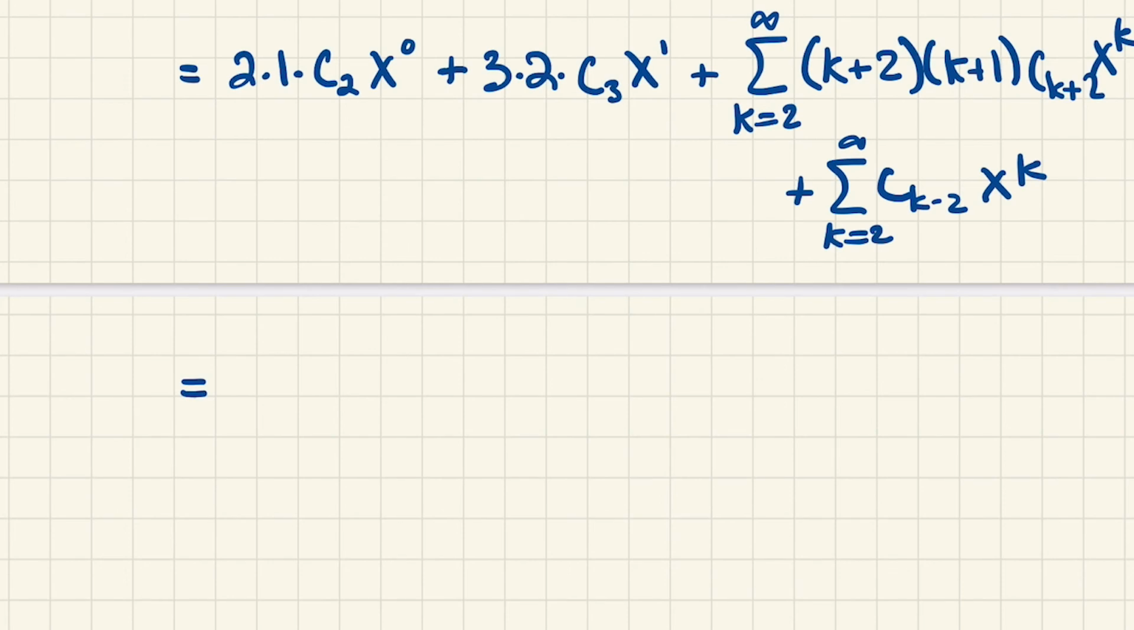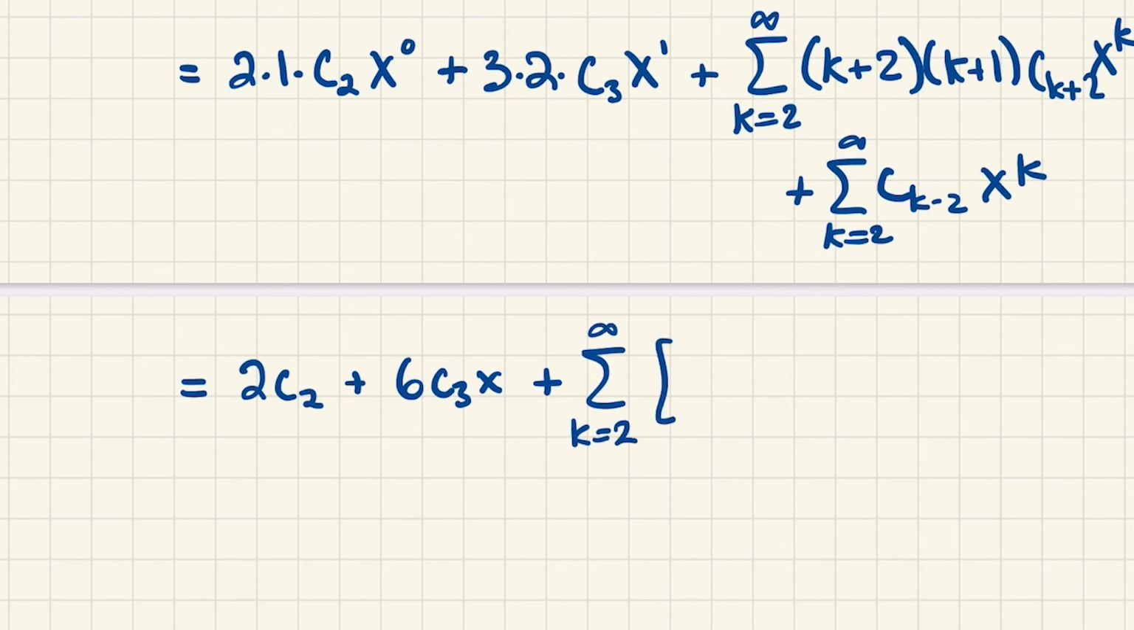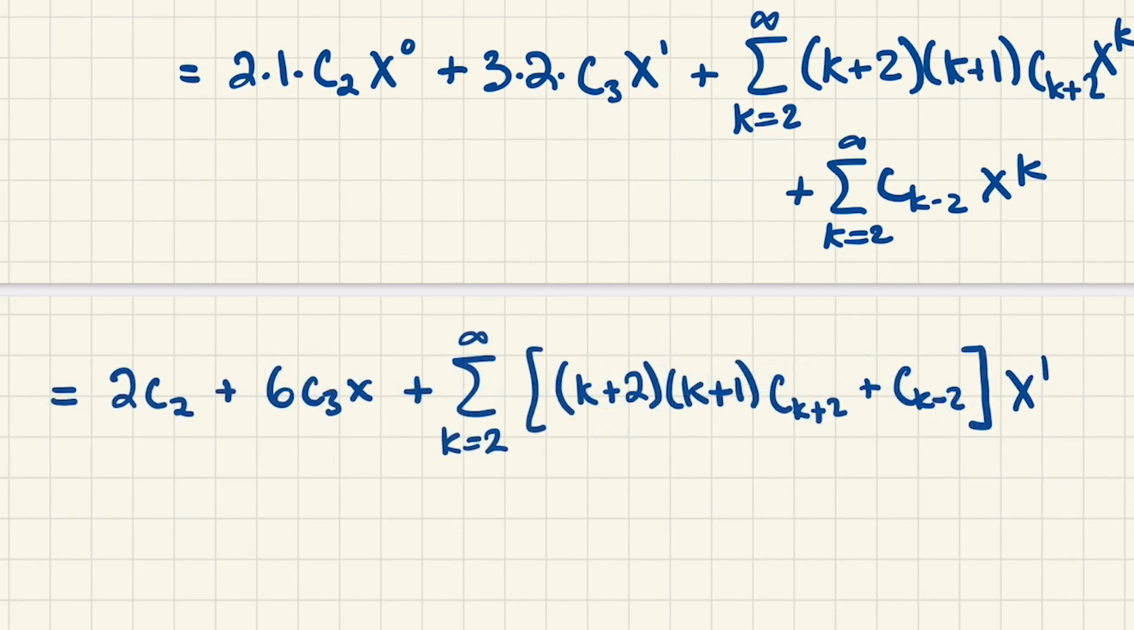So where are we here? Well, let's clean this up a little bit. This is just 2c2 plus 6c3x plus k equals 2 to infinity of, all right, well, k plus 2, k plus 1, c sub k plus 2, and then plus c sub k minus 2, and x to the k. And sometimes something nice happens with this part, but in this particular situation, it doesn't seem like that's going to happen. So this is as good as it gets.